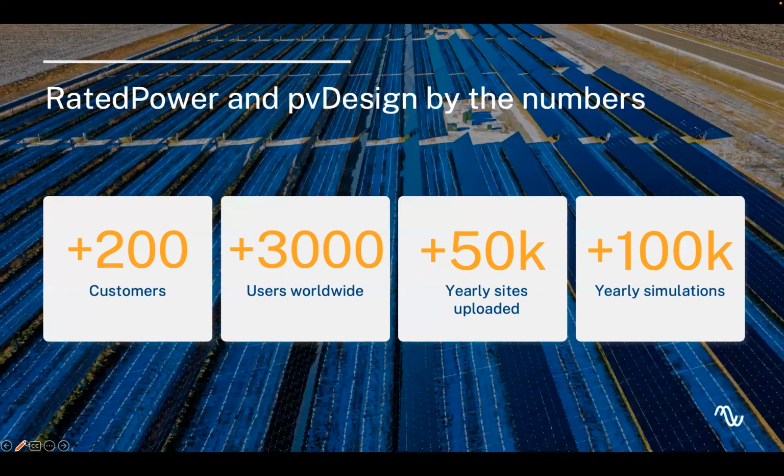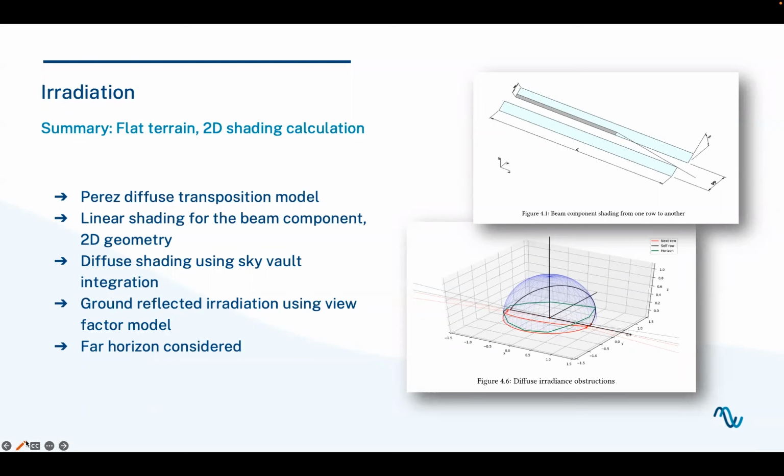The calculation model itself: the initial aspect is irradiation handling. We have a very simple transposition model using the Perez transposition. We have linear shading for the front face. We also have a diffuse shading model using the Varga integration. Then the ground-reflected irradiation for the front face uses a view factor model, which we introduced after the bifacial model. And we also consider the far horizon profile.